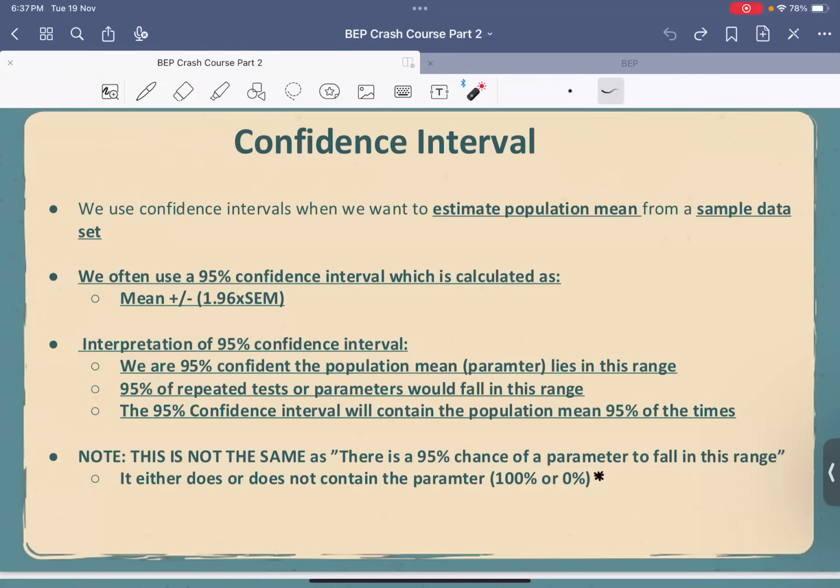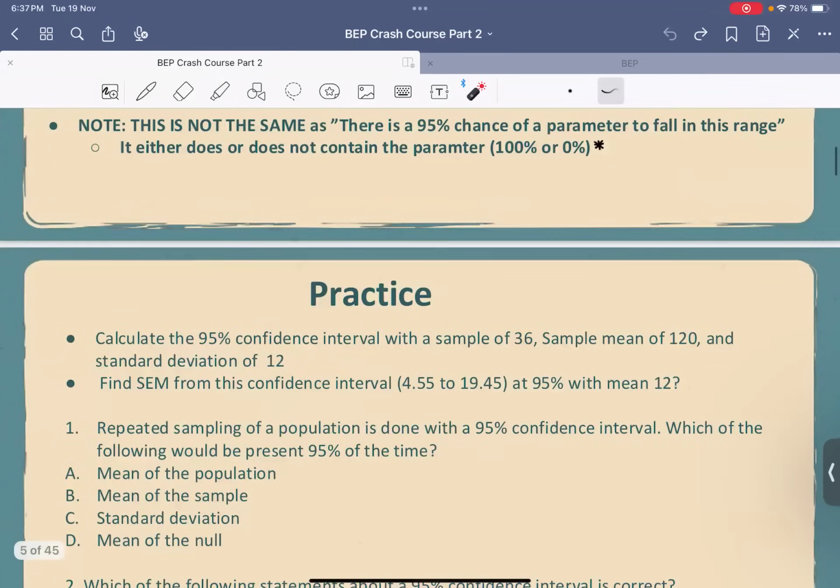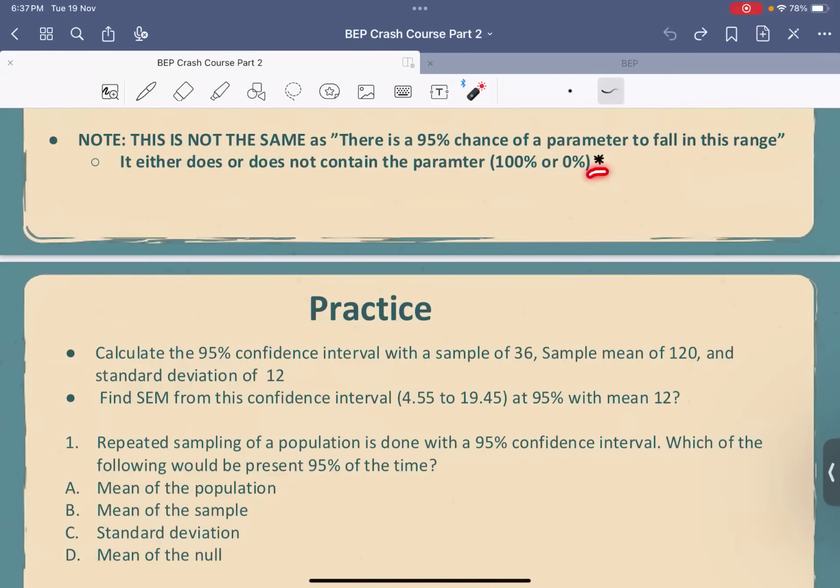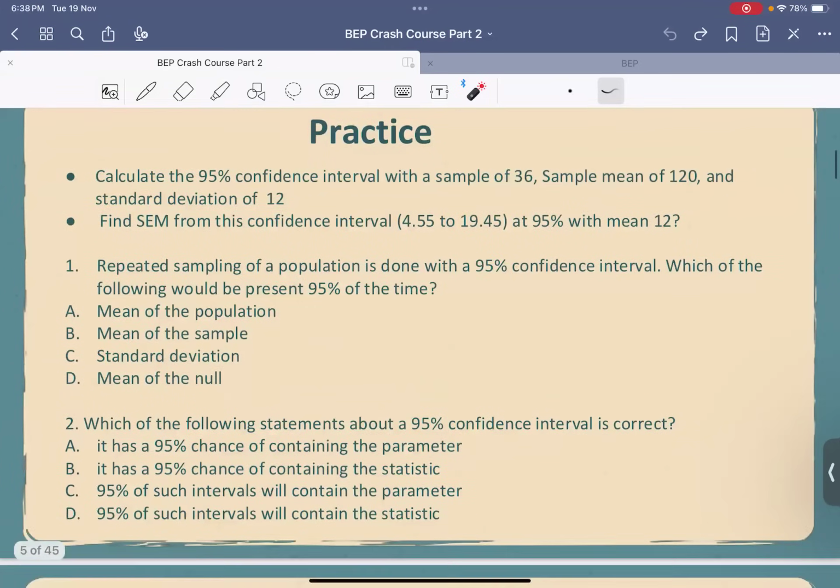This is not the same as there's a 95% chance of a parameter to fall in this range, okay? So please be very careful. This is very important. I think there's a mistake in the past where the answer is there's a 95% chance, and that's wrong. That's the wrong answer.